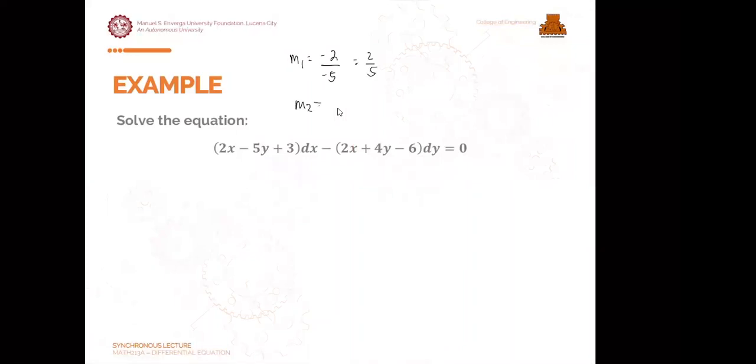Sa line 2 is, so kailangan naka-standard form, no? Pero kahit hindi naka-standard form, ito magiging itong negative 2x minus 4y plus 6 dy is equals to 0. So yung a natin will be negative 2 over negative 4, which is of course hindi naman equal dun sa M1 natin. So therefore hindi siya parallel. So ibig sabihin, gagamitin nating solution is yung pagkuha ng point of intersection.